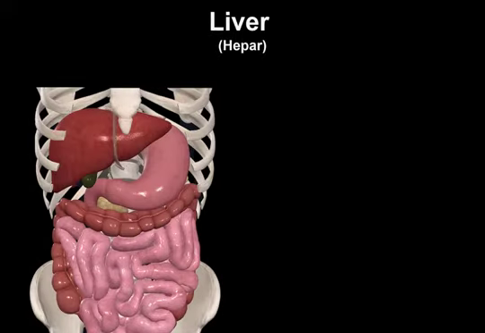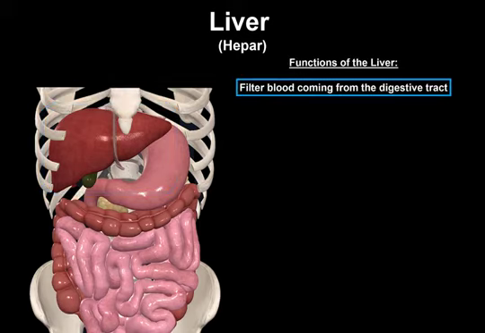So the liver, or the hepat in Latin, is the largest internal organ in the body. It lies on the right side of the belly and weighs approximately 1.5 kilograms, so it's pretty heavy. The liver's main job is to filter the blood coming from the digestive tract before passing it to the rest of the body. And it does that through the portal system. And even though you're not familiar with the portal system yet, it's quite important to understand this concept to fully understand the anatomy of the liver.